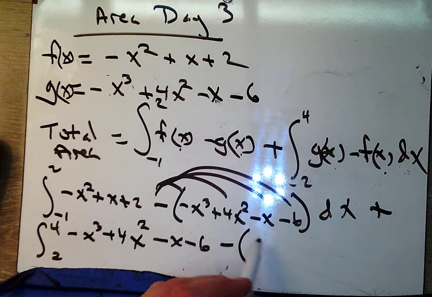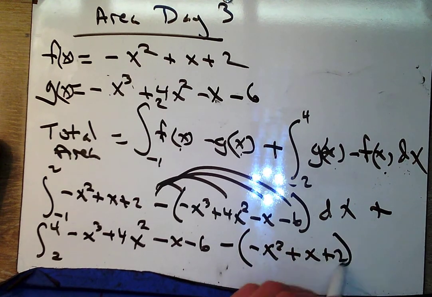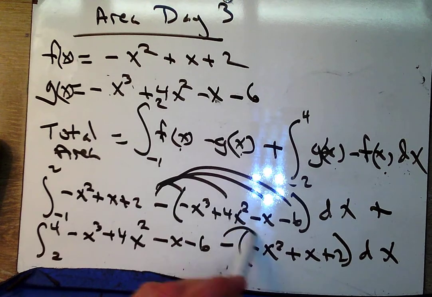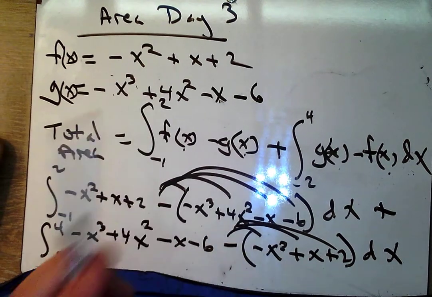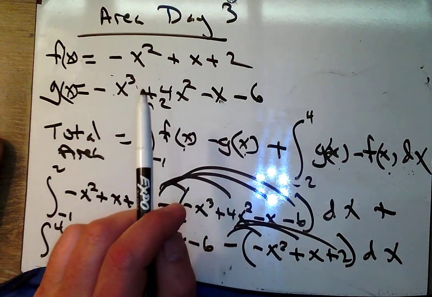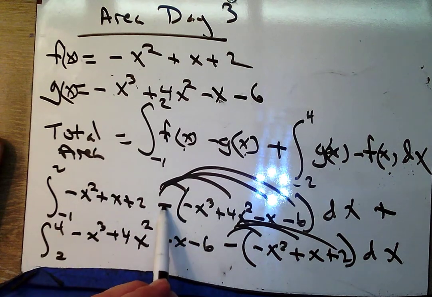Minus the parabola, negative x squared plus x plus 2 dx. And again, this has to be distributed. And the number one mistake on these problems is not students forgetting about top minus bottom. The number one mistake is forgetting to distribute that negative throughout. So please watch out for that.